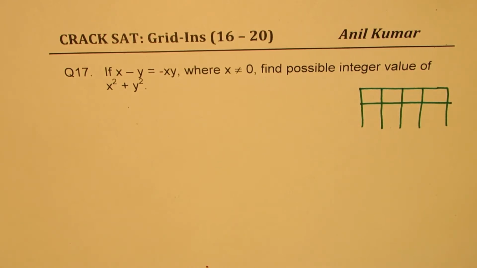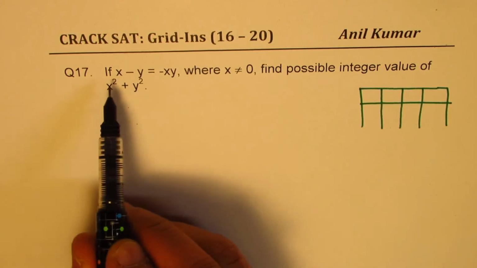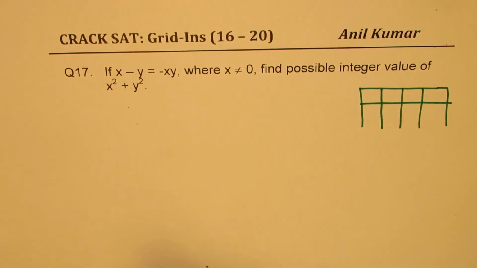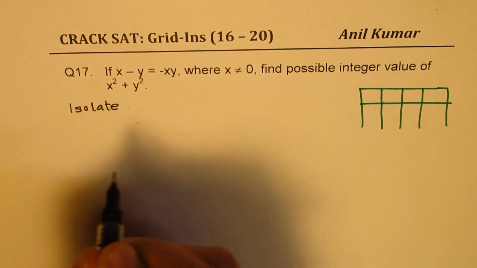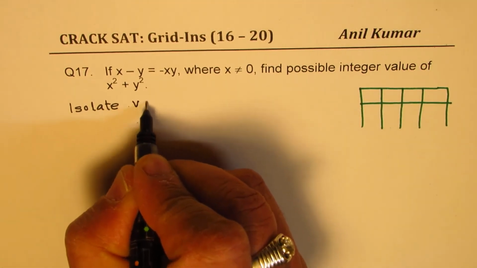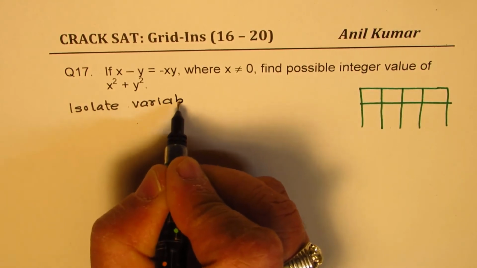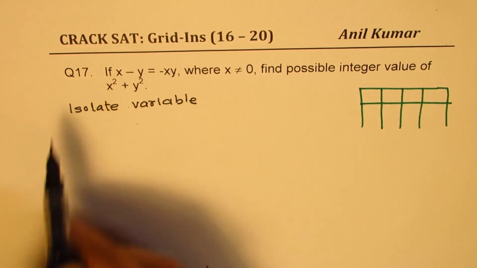So again, the question is x minus y equals minus xy, where x is not equal to 0. Find possible integer value of x squared plus y squared. Let us see how to solve such questions. Step number 1 should be to isolate one of the variables, right? So let's isolate a variable. Then it becomes simpler, right? So let's bring them together.